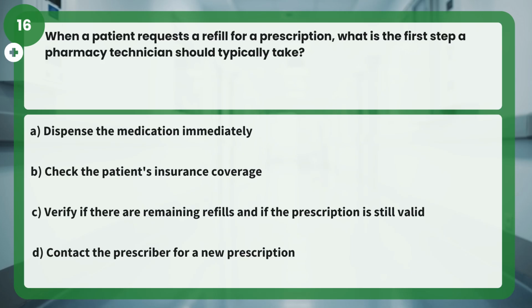Question 16. When a patient requests a refill for a prescription, what is the first step a pharmacy technician should typically take? A. Dispense the medication immediately. B. Check the patient's insurance coverage. C. Verify if there are remaining refills and if the prescription is still valid. D. Contact the prescriber for a new prescription.